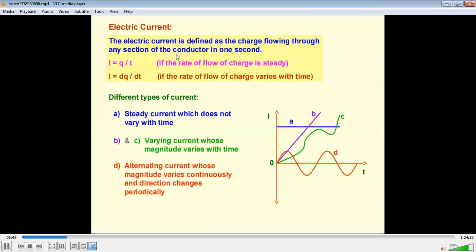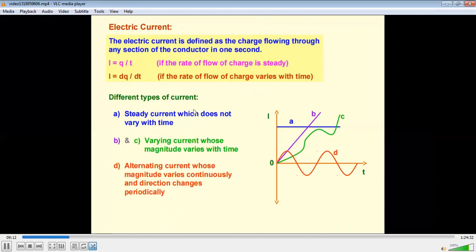Now electric current. What is the definition of electric current? The electric current is defined as the charge flowing through any section of the conductor in 1 second. That means I equals Q by t, charge passing per second. If the rate of flow of charge is steady, then I equals Q by t. If the rate of flow of charge varies with time, then we have to use I equals dQ by dt.